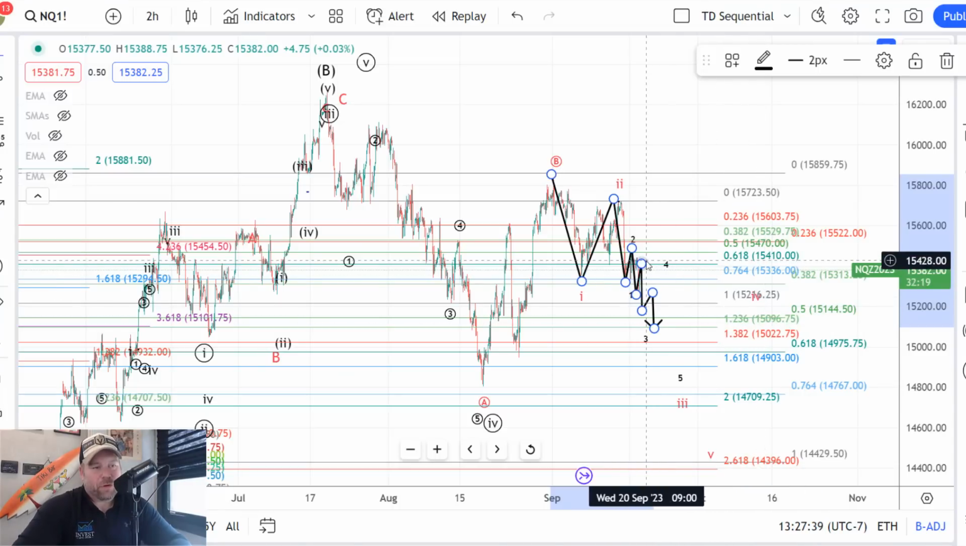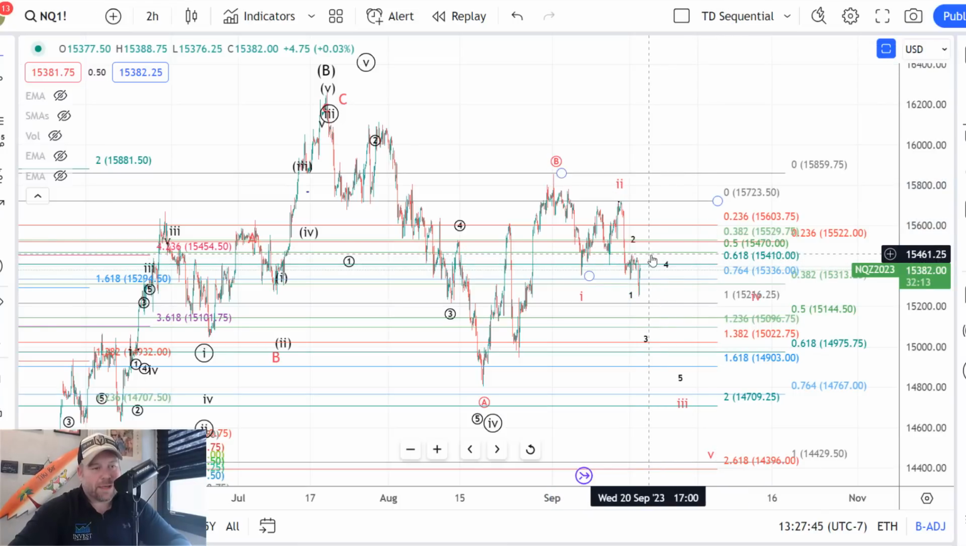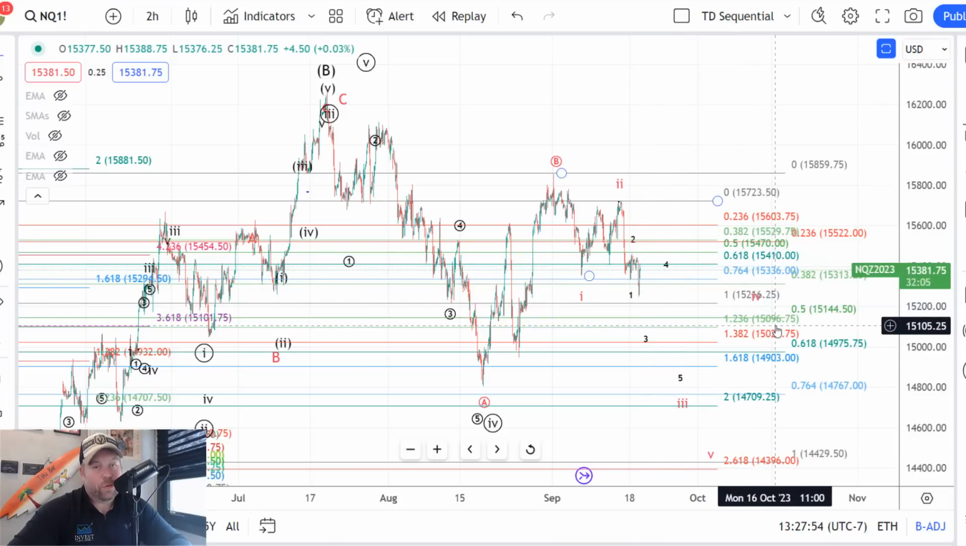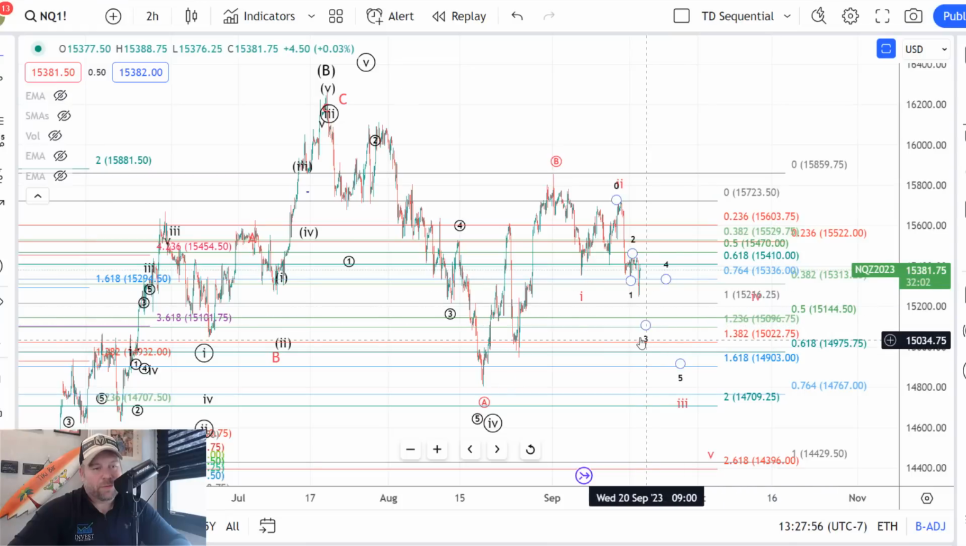So that would be our primary count to the downside, where they basically stay below this high from Tuesday, which was at the 15,453 level. As long as they stay below that, we would look for them to push down into the 15,096 level to complete wave 3, and then we look for a bounce and then down again.